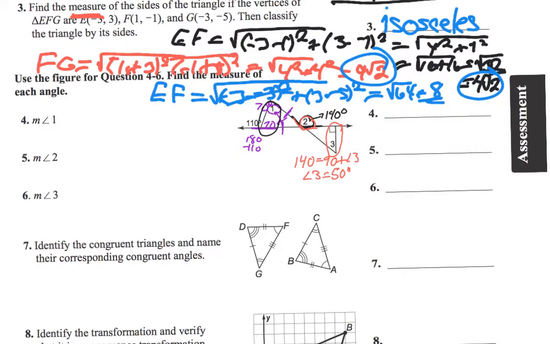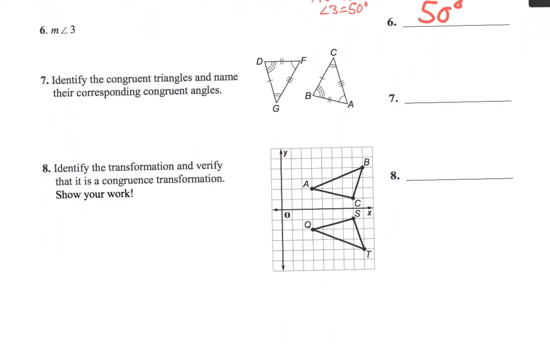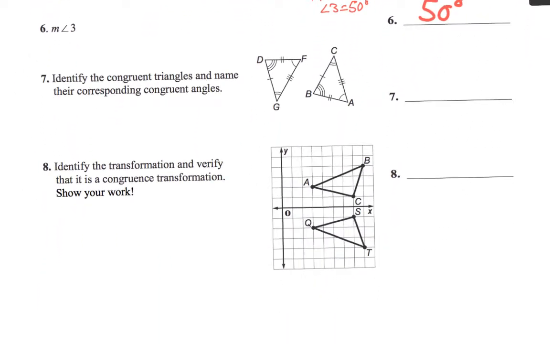So angle 1, number 4, I found out it was 70 degrees. And then angle 2 was 140 degrees. And angle 3 was 50 degrees. Identify the congruent triangles and name their corresponding congruent angles.